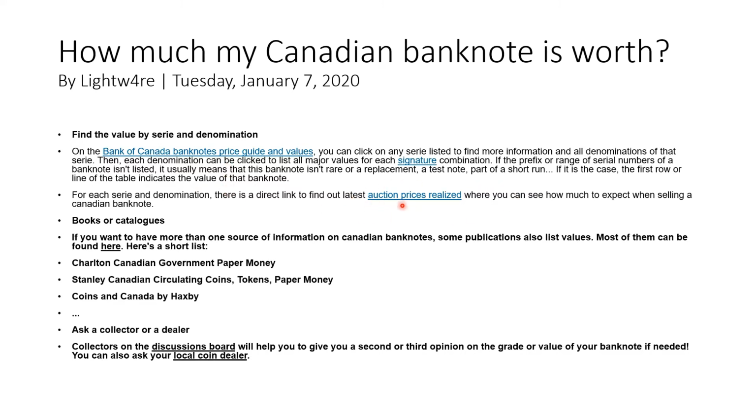Auction prices realized. So on your eBay sites, you put your filter on for sold items, and you can see what that banknote or coin actually sold for. That's a great source of information. Then of course all the different books and catalogs, Carlton Canada Government Paper Money, and he's got a couple other ones, Stanley Canadian Circulating Coins, Tokens, Paper Money, Coins in Canada.